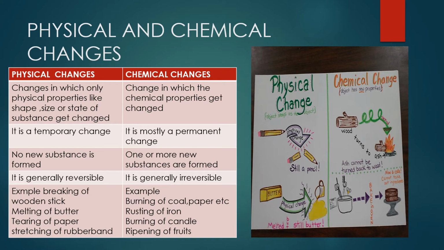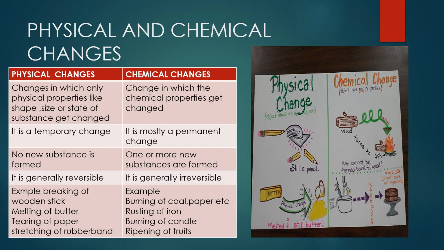For example, if you break a pencil, we get two parts of the pencil, but the pencil is pencil only. There is no new substance which is formed. It is only a decrease in the size. It is generally reversible. Examples are breaking of a wooden stick, melting of butter, tearing of paper, stretching of a rubber band. These are all physical changes.